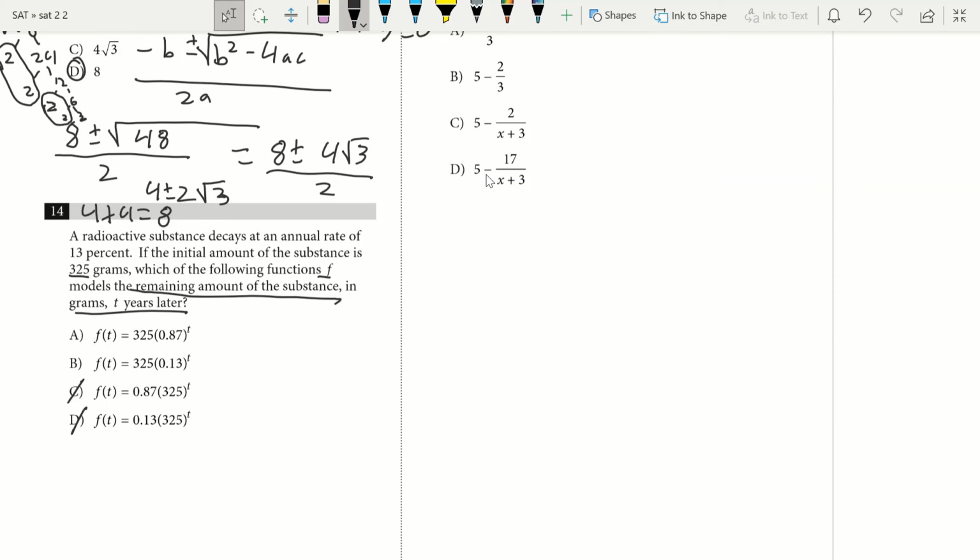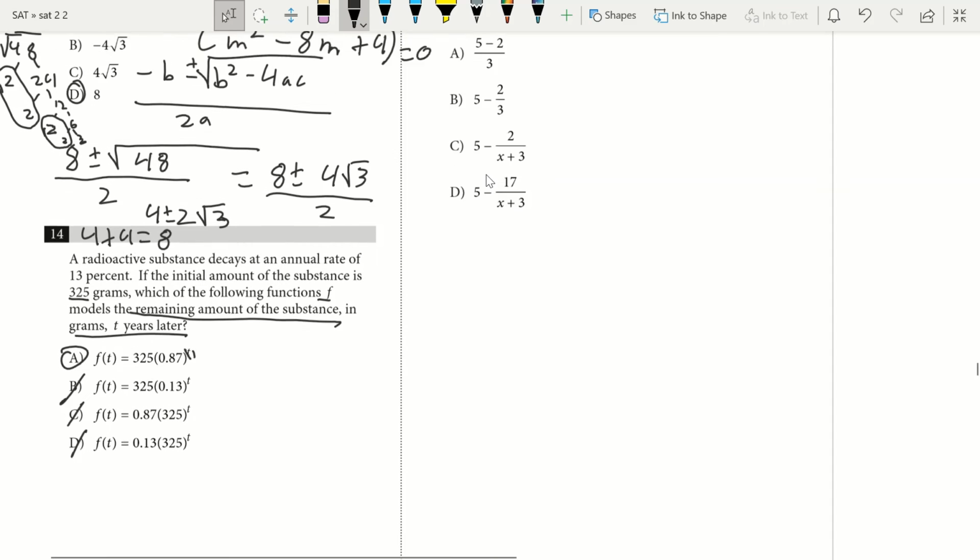The only equations that start with that are A and B. And we're modeling the amount left, right? So we're not going to be multiplying by 0.13. Think about it like this: the amount left after 1 year, if t is 1, would be 325 times 0.87 because we're losing 13%. So therefore A is our answer.